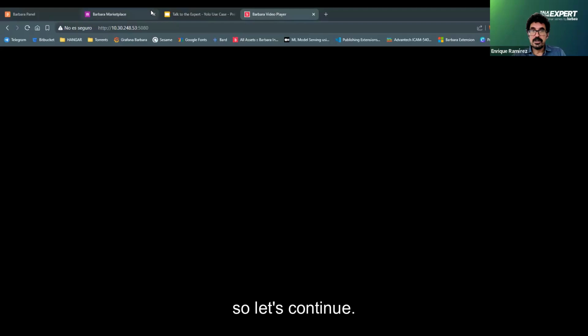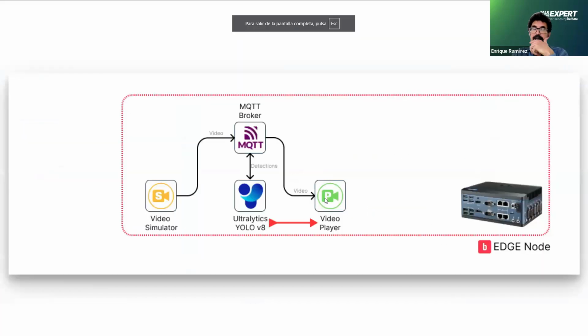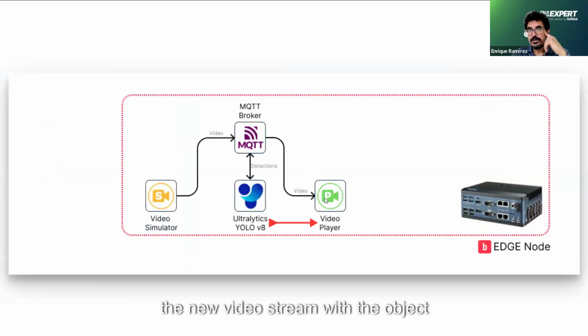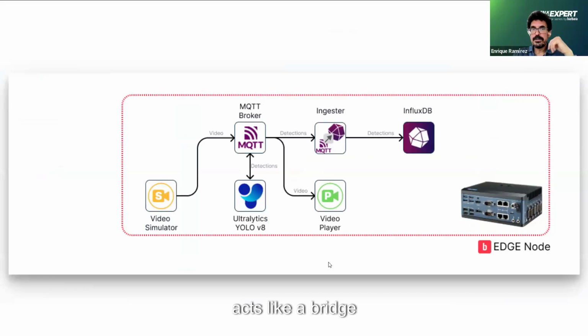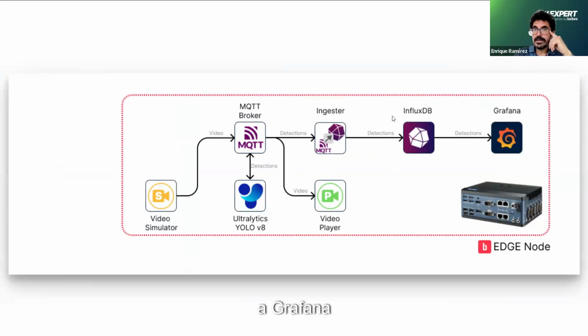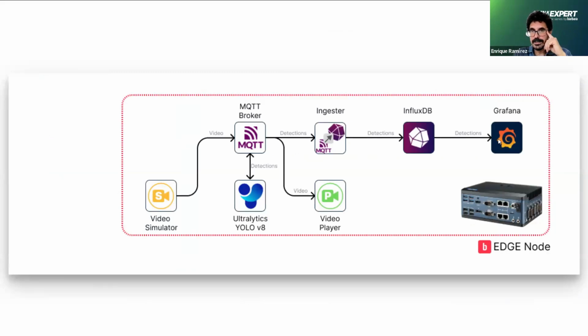Okay, so let's continue. We were here, and now what's the next step? I could visualize the new video stream with the object detection. I want to deploy my InfluxDB database with an ingestor in the middle that acts like a bridge between the MQTT broker and the InfluxDB database. It reads the telemetry stream from here and stores it here. And finally, I will deploy a Grafana with the dashboard that allows me to see all the parameters and all the information about the image analysis.